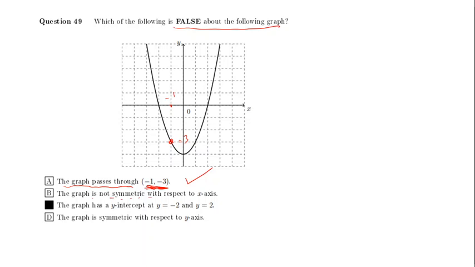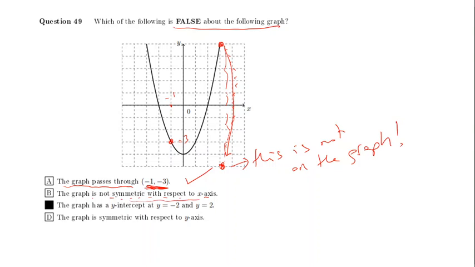The graph is not symmetric with respect to the x-axis. You take a point on the graph, you take its reflection through the x-axis. So this is 5 units here. You go 5 units, so we have this reflection here. This is not on the graph. So it's not symmetric with respect to the x-axis. This is true. If it's symmetric, then you would get the reflection of the points through the x-axis on the graph again.